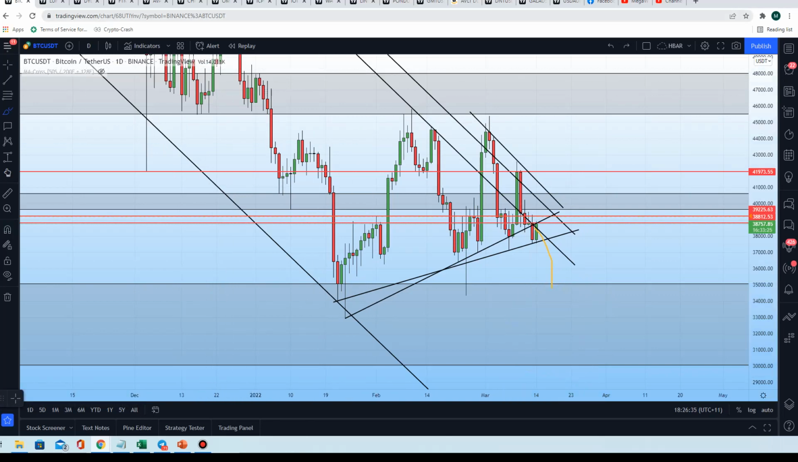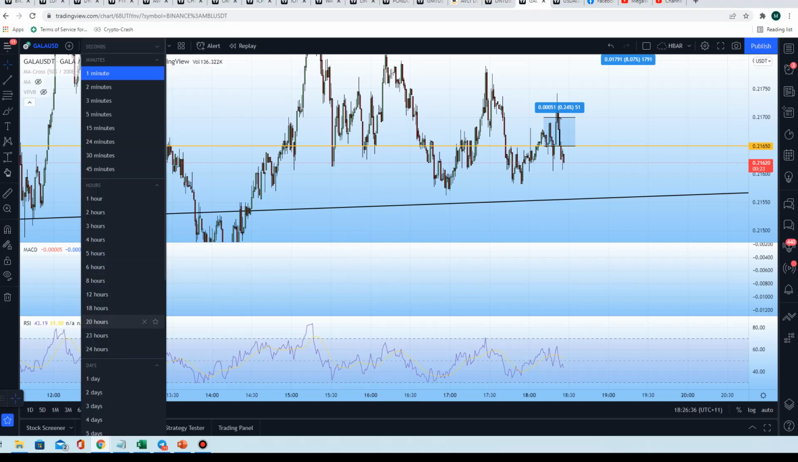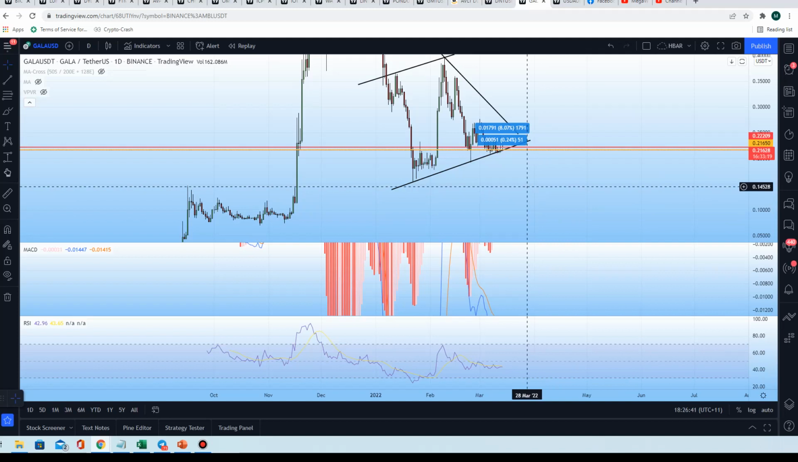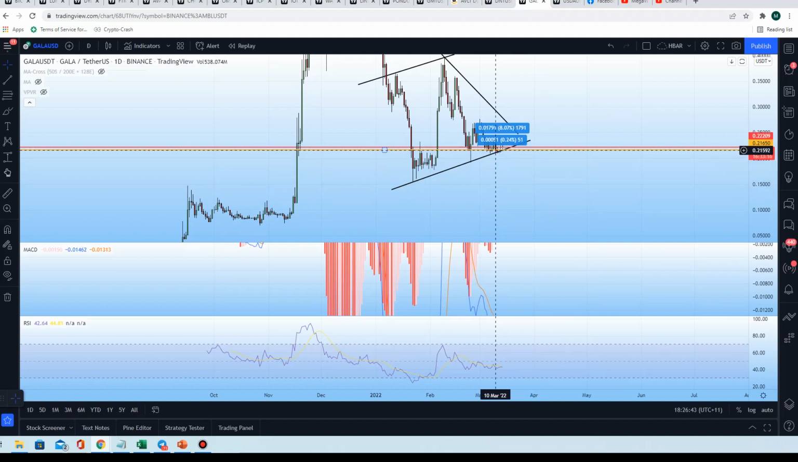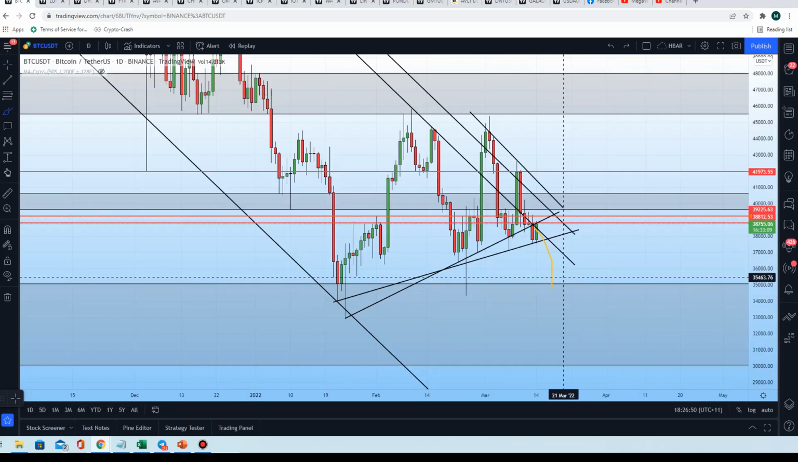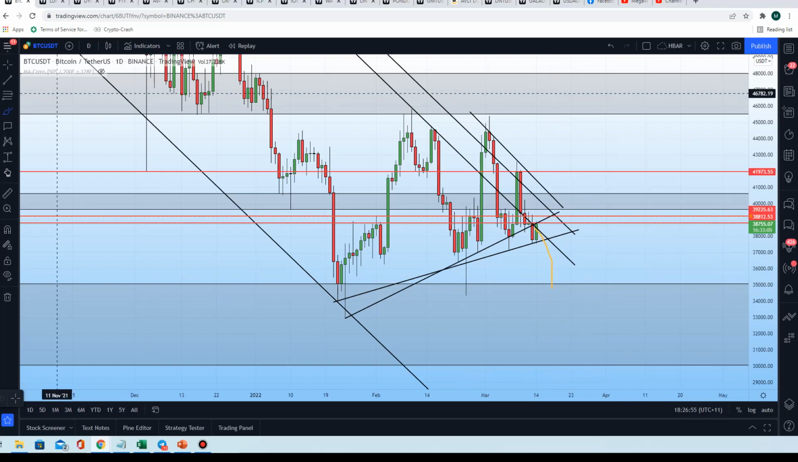If we take up any altcoin right now, let's take a look at Gala, for example, and we go to that daily. Gala is respecting a long-term trend line right now. If Gala crashes any more than it is now, all right, it will crash massively down. And that will be triggered by Bitcoin collapsing into this support zone. So the market is in a very fragile position right now.